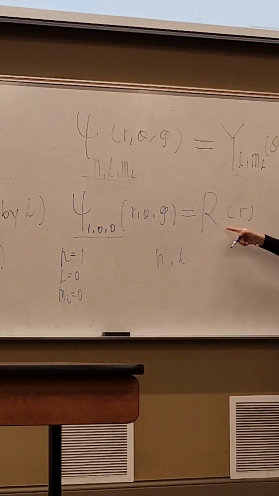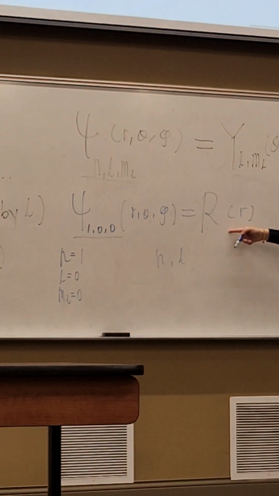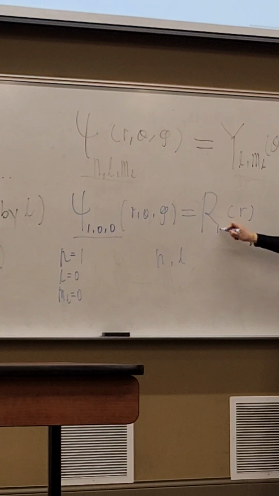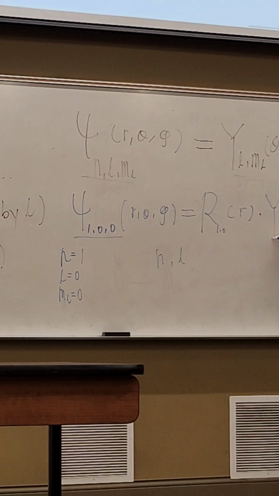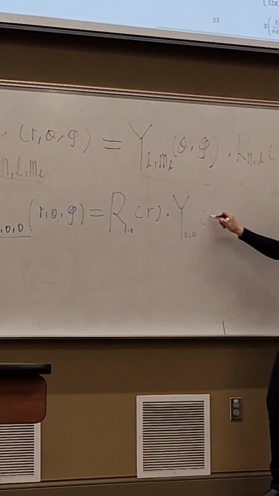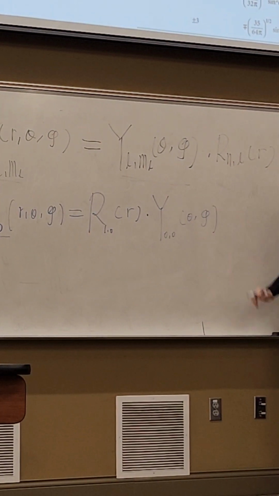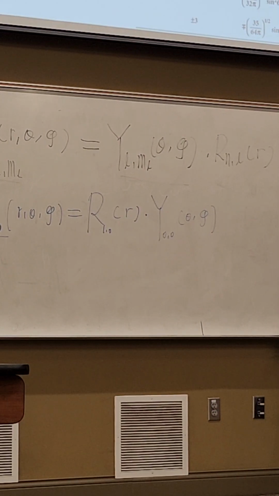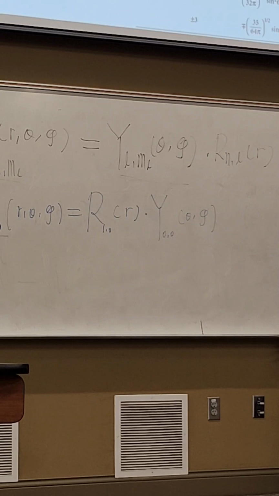Okay, very good. Then in that case, I will split it into the product of the radial and the angular. So the radial will be 1, 0, and then times the angular component that depends on the quantum numbers l and m sub l. What would that be? Yes? Okay, now what will be the expression?